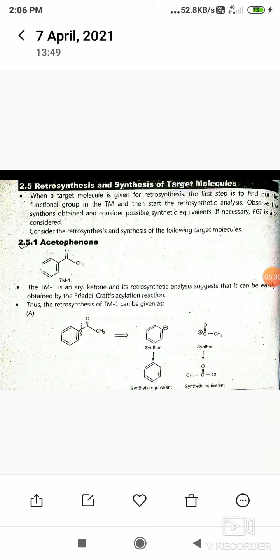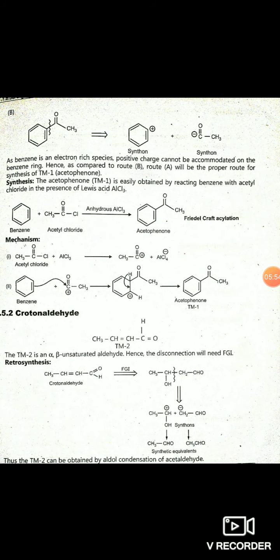Then after addition of hydrogen to the synthon, the formation of the synthetic equivalent. The product is benzene. Then this carbocation, on addition of one negative chlorine atom, gives acyl chloride as a synthetic equivalent.